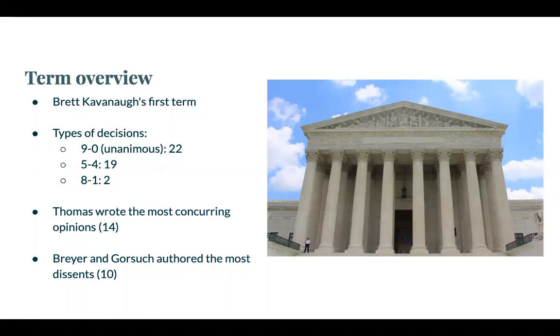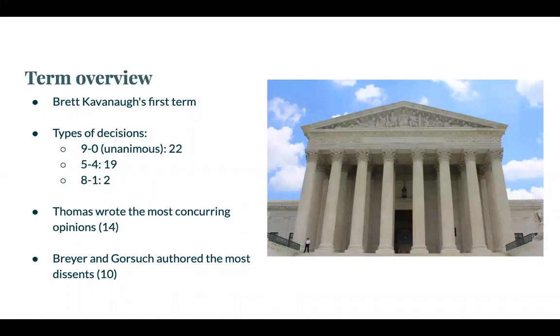There are also 2 8-1 decisions issued by the court this term, and in those cases, Justices Thomas and Gorsuch penned the dissents. And then there are a couple of odd number splits. There were 2 5-3 opinions issued for cases that were heard from before Kavanaugh joined the court, and then a 6-2 decision that got issued. And in that case, Kavanaugh recused himself because he had heard the case already on a lower court. That's some very interesting facts.